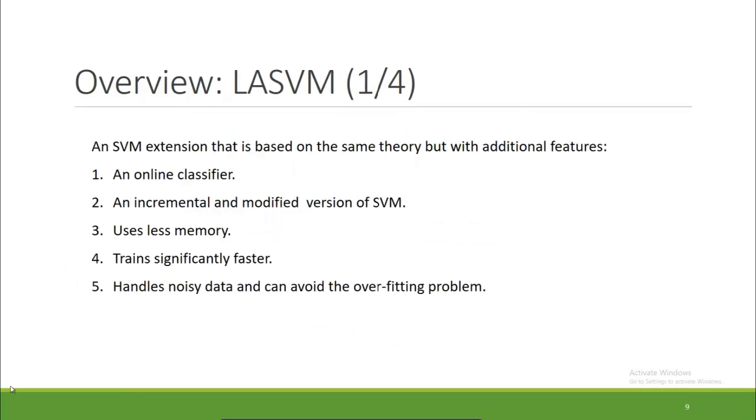Now, the LASVM is based on the same theory as the one of SVM, but with additional features, and the most important one is that it is an online classifier, meaning that it accepts new observations even after setting a model, unlike the batch mode in SVM, where once it sets the classifier's model, it cannot be changed, and no more instances are accepted. So it is based on incremental and online learning, and LASVM is an incremental and modified version of SVM. It has other advantages like using less memory, training significantly faster, handling noisy data, and avoiding the overfitting problem.